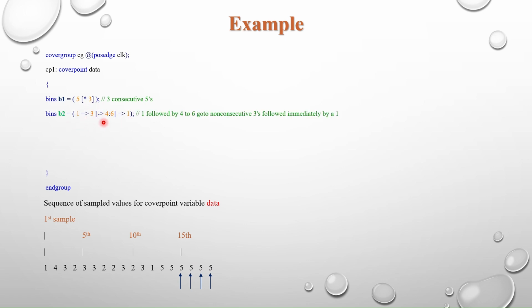Here this is the goto repetition operator. That means 3 can be repeated 4 times, 3 can be repeated 5 times, 3 can be repeated 6 times.